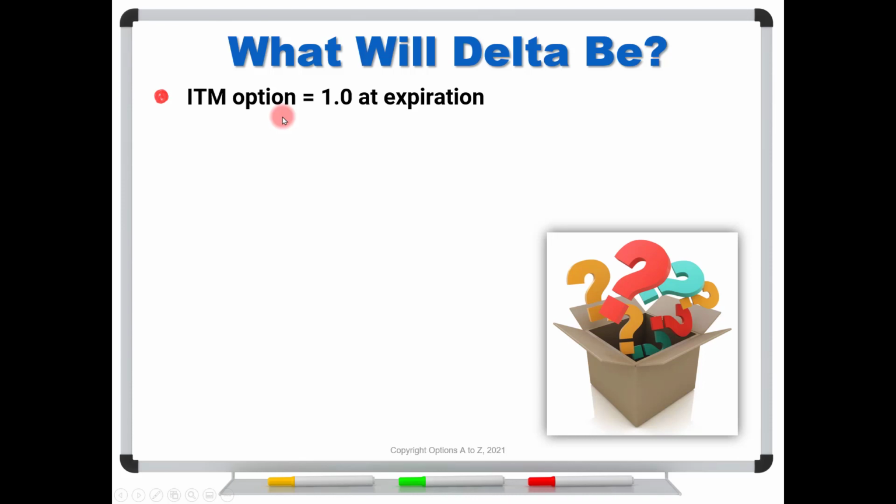So to answer that question, what will your delta be? Again, an in the money option is moving towards delta 1 at expiration. At the money or out of the money are moving towards 0. So it's really just that easy, and it's all done through the power of understanding your profit and loss diagrams.